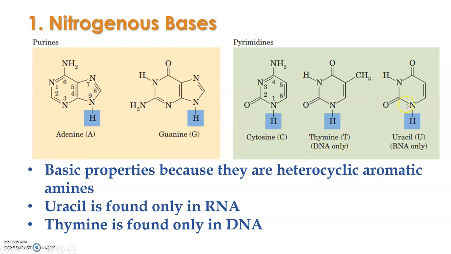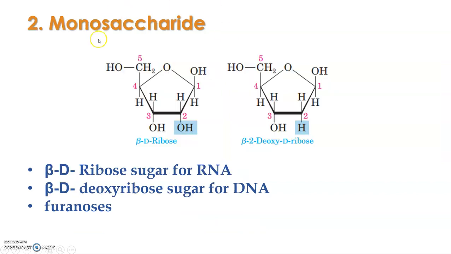So what's their difference? This CH3, this methyl group, right? Just this methyl group is present in thymine while absent in uracil for RNA. Okay, so these are the nitrogenous bases, part 1 of your nucleic acids or your nucleotides. Then the next part is your monosaccharides.